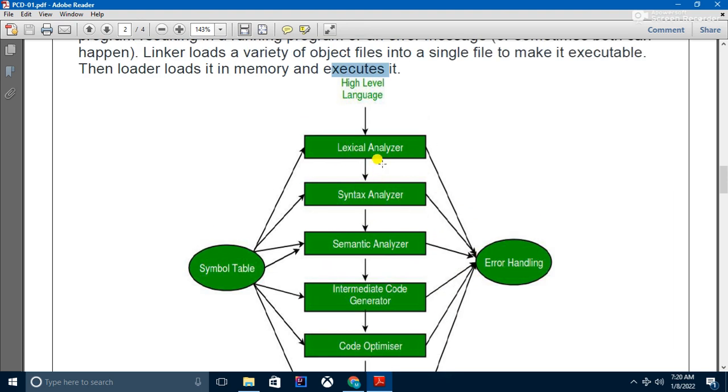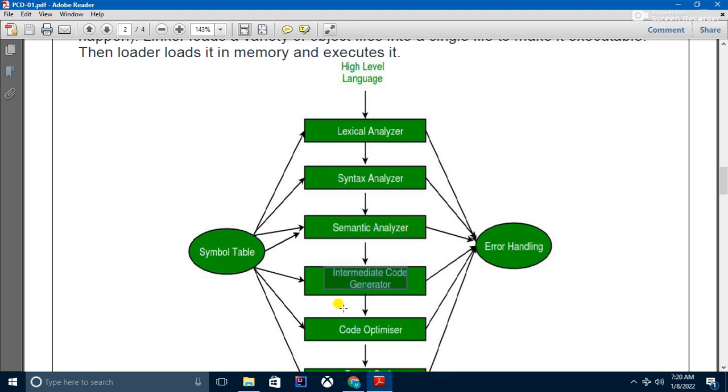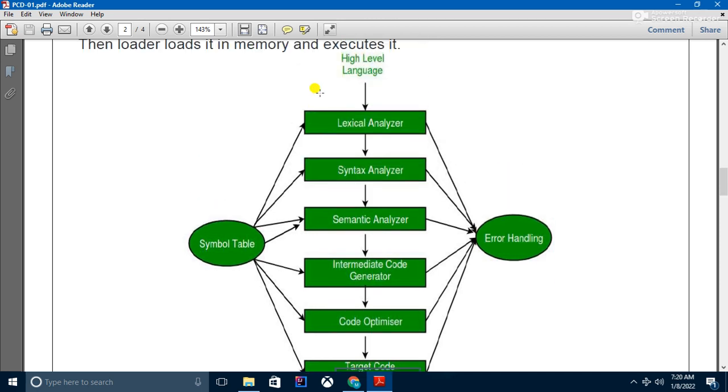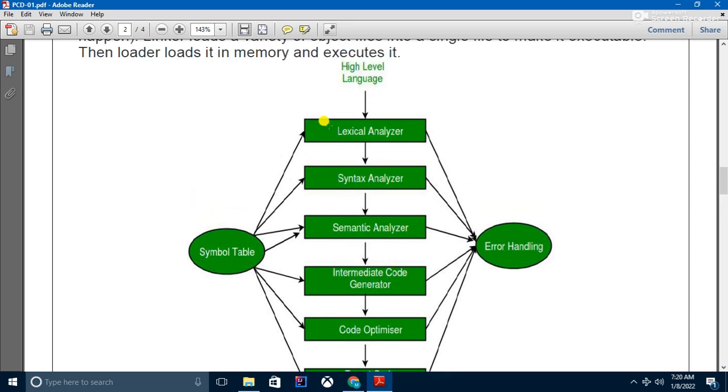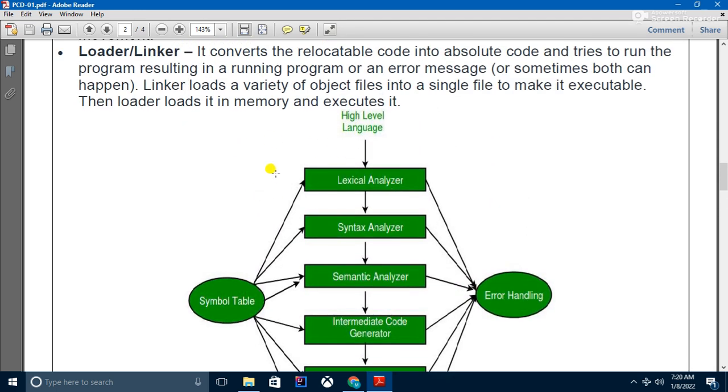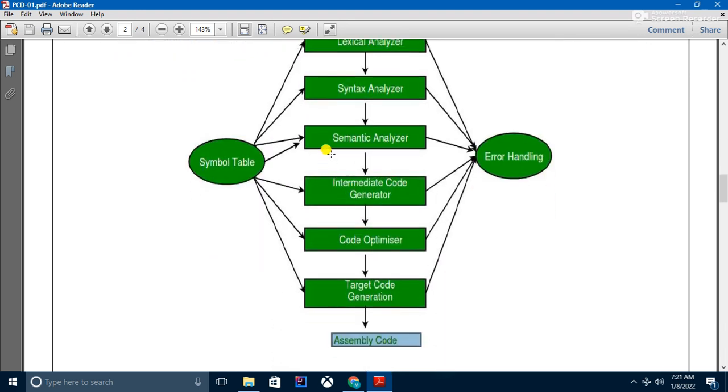So the first phase of the compiler is called the lexical analyzer. It is followed by the syntax analyzer, then the semantic analyzer, intermediate code generator, code optimizer, and target code generation. After this, the high level language program will be converted into assembly code. So these are the different parts of the compiler program, also called phases of the compiler. Now we'll first discuss a few phases, then we'll go on to the other phases.